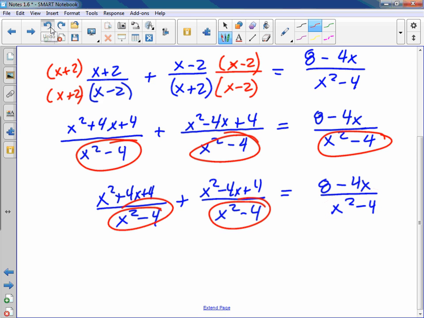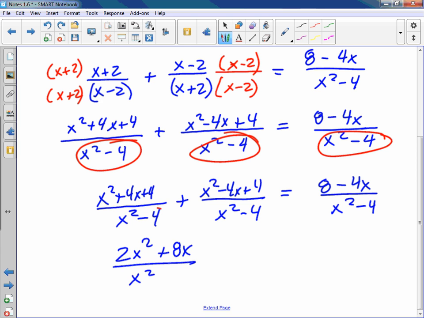Okay, so I can combine these two with one denominator. Is that okay, Sean? How about I answer my question first? Okay, good. So that will give me 2x squared plus 8x over x squared minus 4 equals 8 minus 4x. Oh, plus 8. Thank you. See, I do that all the time. That's why I rely on you all. Okay, equals x squared minus 4.